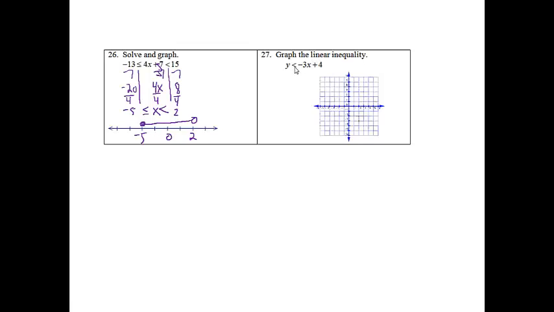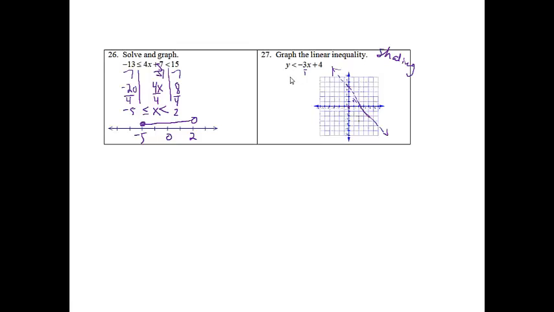Okay, y < -3x + 4. This will involve shading because of that less than, because there's going to be more than one right answer. So just graph it like we normally would. We're going to start up at 4, and then we're going to go down 3 over 1. Okay, there is not an equal sign, which means I'm going to make a dashed line. Whoops, should have gone through that point. Sorry about that.